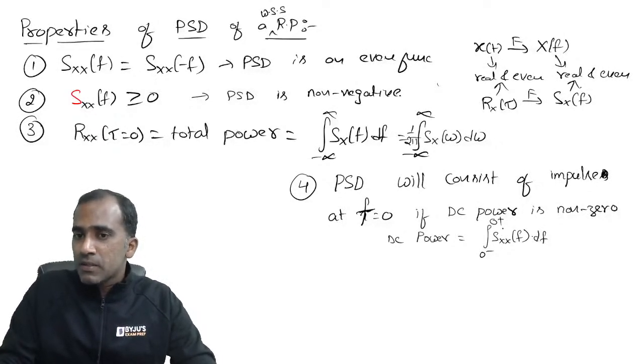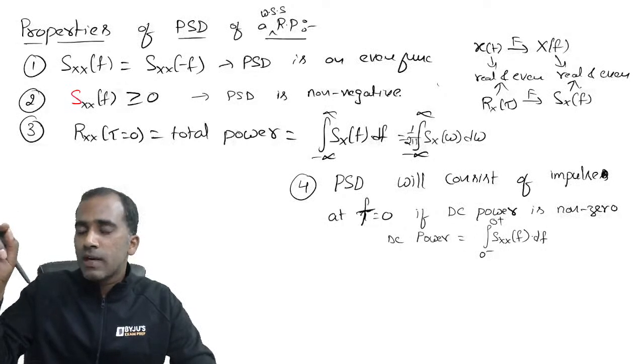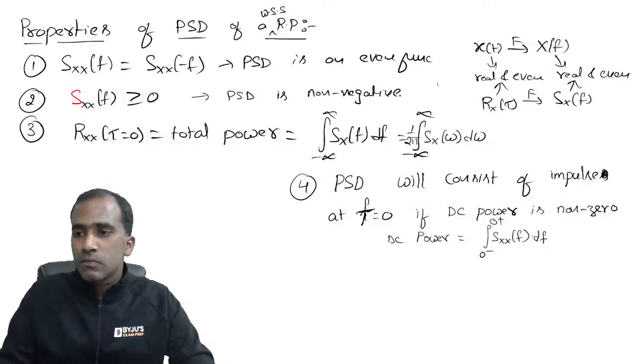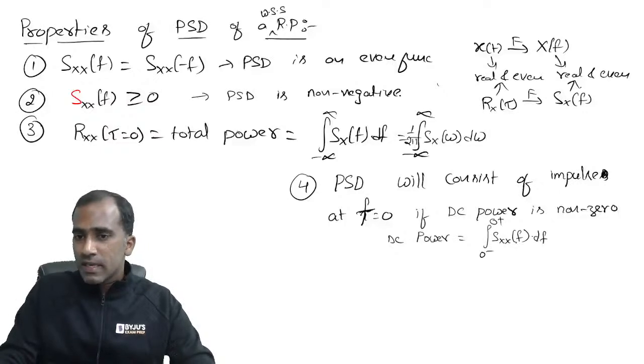If you don't have an impulse, this area will be zero. Even if the amplitude is non-zero at f equal to zero, DC power can be zero. Only if there is an impulse will this area become non-zero. I hope you're following.